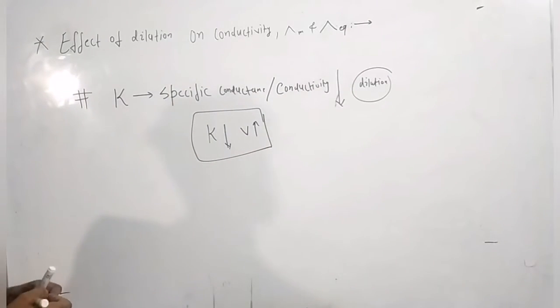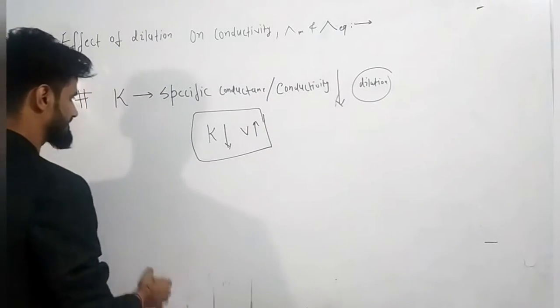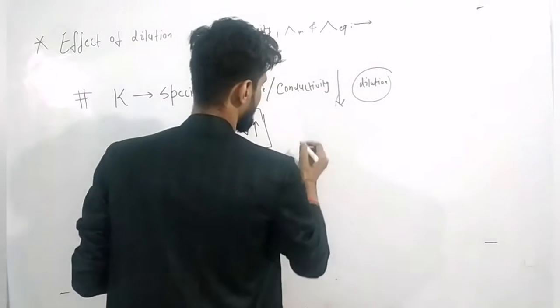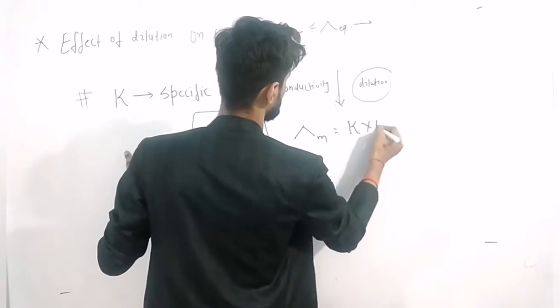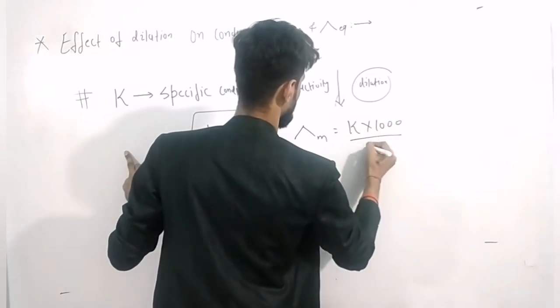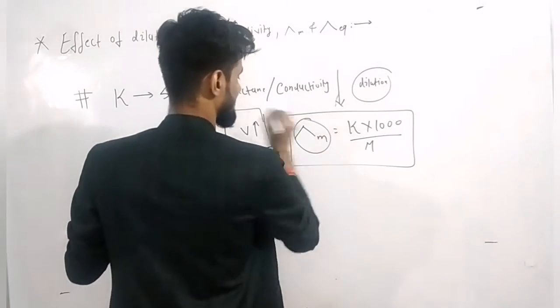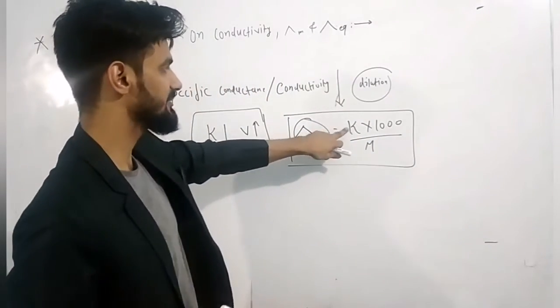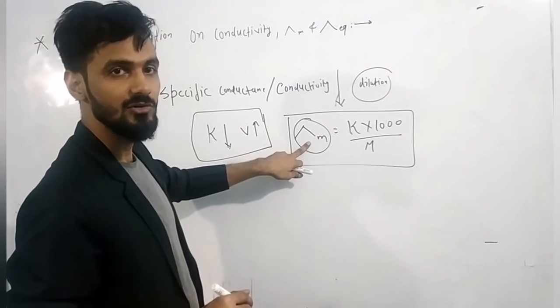Okay, so you only have to remember these things. Nothing else to focus on right now. Understand, kappa is going to decrease. Already you have defined kappa molar, which equals kappa into 1000 upon M. This was kappa molar. It means molar conductance is directly proportional to kappa. If you increase the volume, kappa decreases, so molar conductance would also decrease.